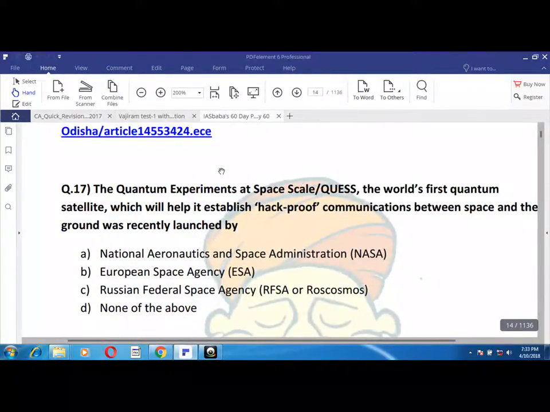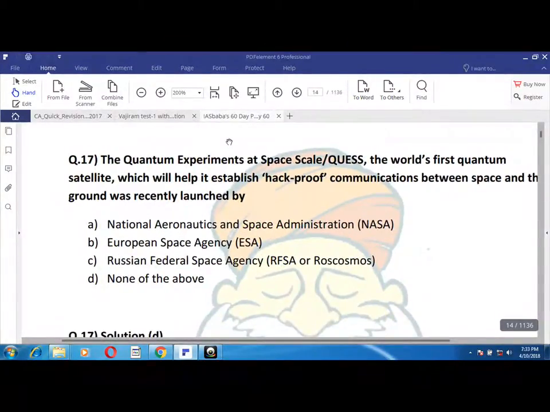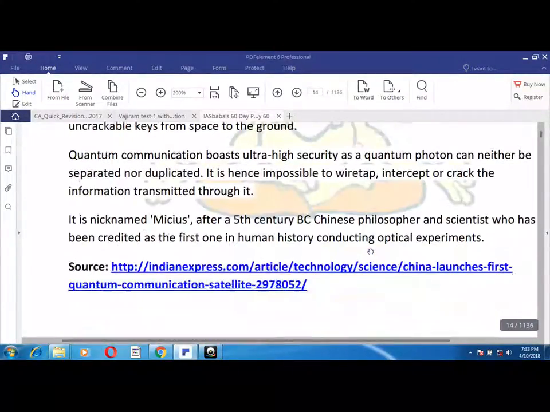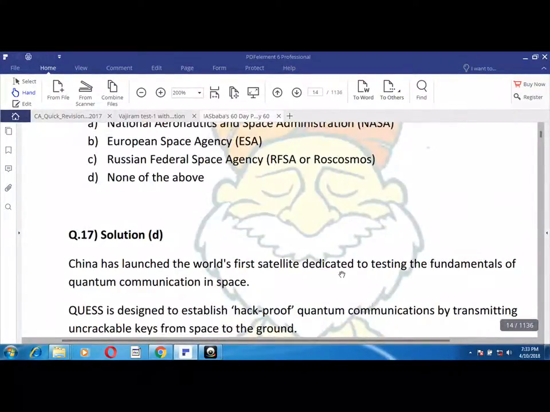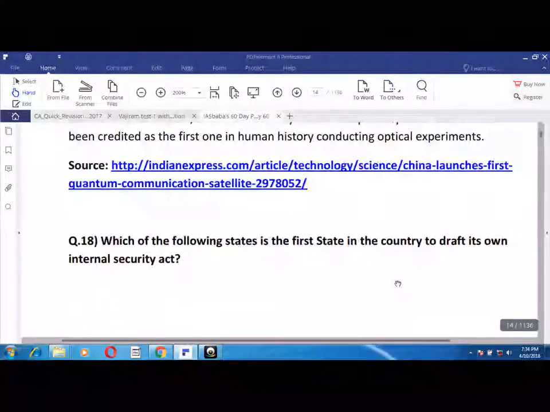The Quantum Experiments at Space Scale satellite, Micius, is the world's first quantum satellite. It has established hack-proof communication between space and the ground. Launched by China, it is the first dedicated quantum science satellite.